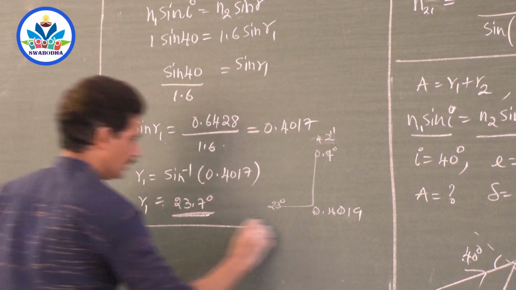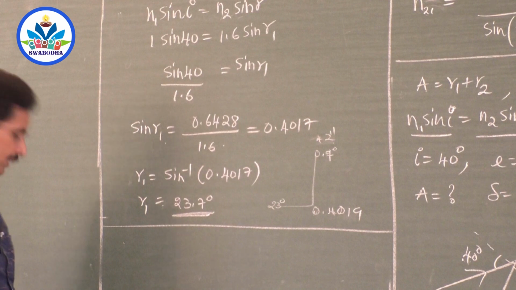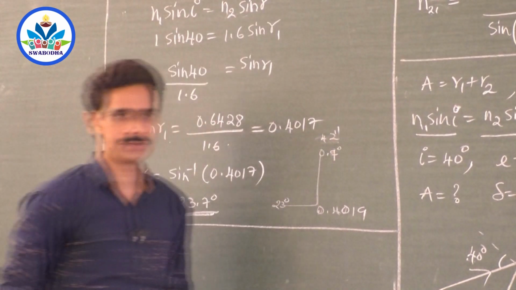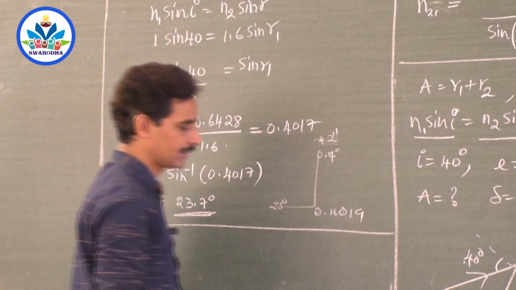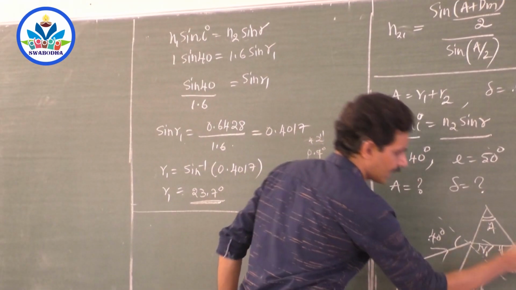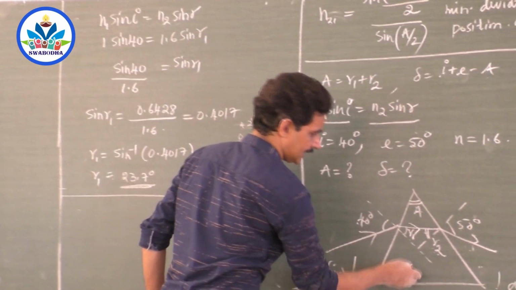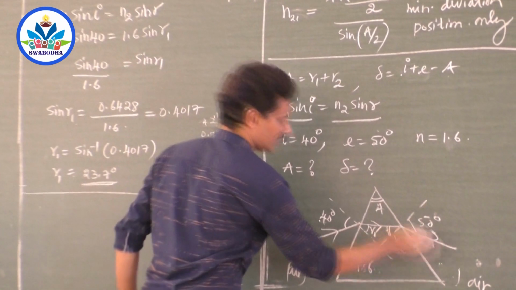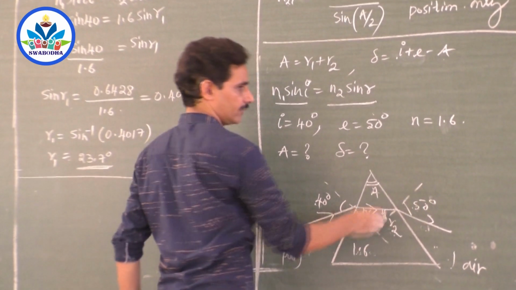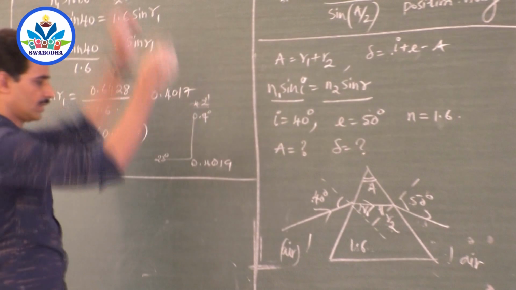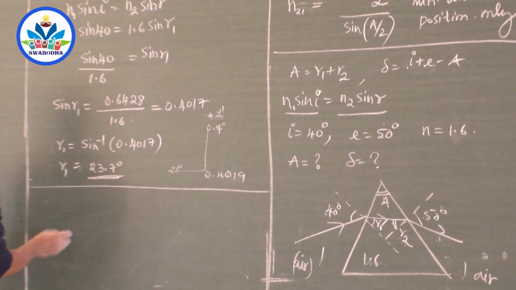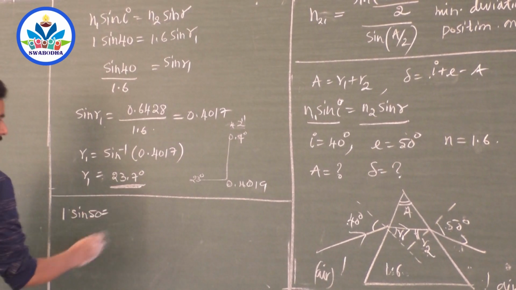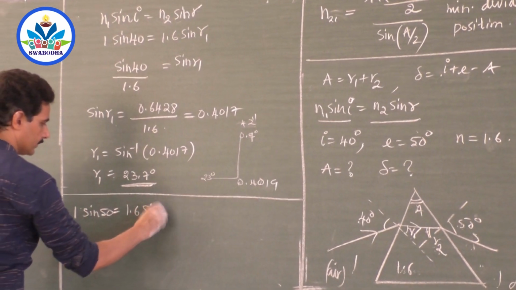Similarly, R2. Apply the general law of refraction. You can see this diagram, right? You have to apply the general law of refraction again on this side. 1 sine 50 is equal to 1.6 sine R2. Am I right? The refractive index into the sine of the angle, that product should be the same everywhere. So shall we write it that way? 1 into sine 50 is equal to 1.6 sine R2.